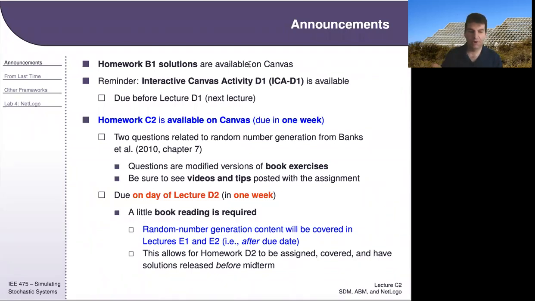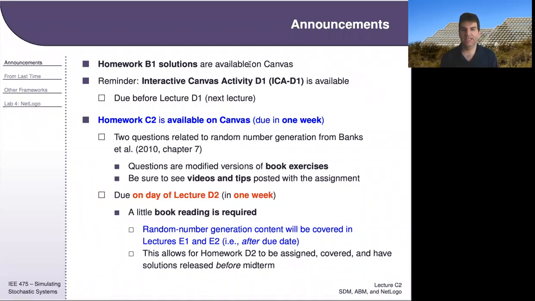Speaking of homeworks, Homework C2 has been available and it is due next week. You're going to have to do a little bit of reading ahead. The reason I've accelerated this homework is to give us time to get Homework D out there, because you need practice on both random number generation and random variate generation before the midterm. The midterm will be coming up. The date is on Canvas. Don't fret, it's not super soon. It's like 2 homeworks away.